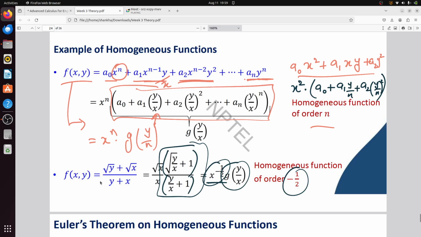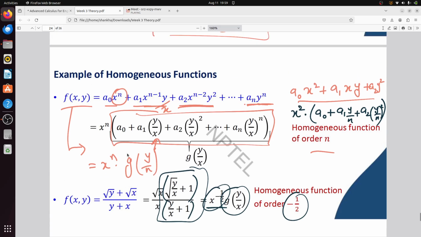You can also just put t instead of f(x,y): you put f(tx, ty), then you can get it as t to the power of minus half. So this is actually a homogeneous function of degree minus half, right? Yes. Till now it is clear, right?